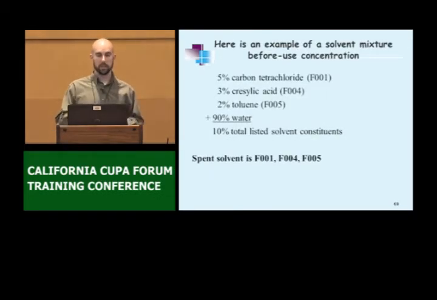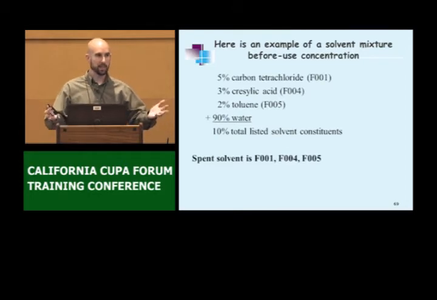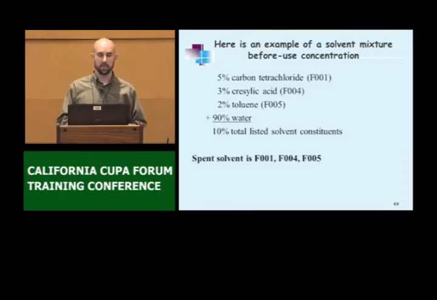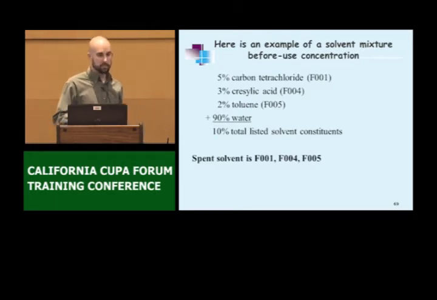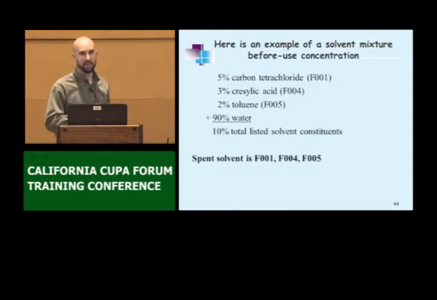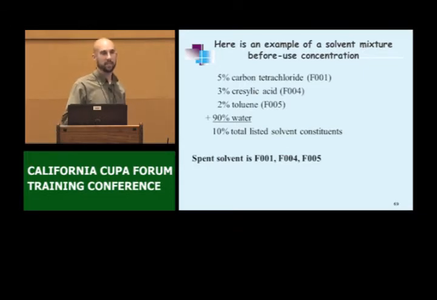So here's an example of a solvent mixture. I'm going to ask for your participation here. Quiz time. Before use concentration, you have 5% carbon tetrachloride, F001, 3% cresylic acid, 2% toluene, 90% water. I know I'm going to ask you to do some math. It's early. How much percentage do we have of listed waste?